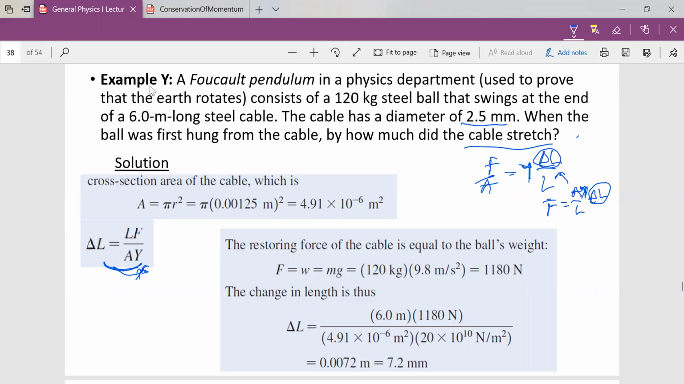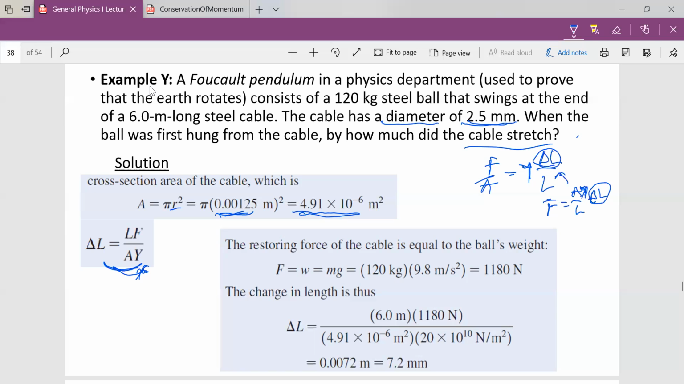So we just calculated the cross-sectional area of the cable. It's a steel cable. Cross-sectional area of the cable is the same as cross-sectional area of a cylinder, which is pi r squared. So we converted the 2.5 millimeters to meters, diameter divided by 2, which will give us the radius. So we use pi multiplied by radius squared to give us 4.91 times 10 raised to the power minus 6 meters squared.